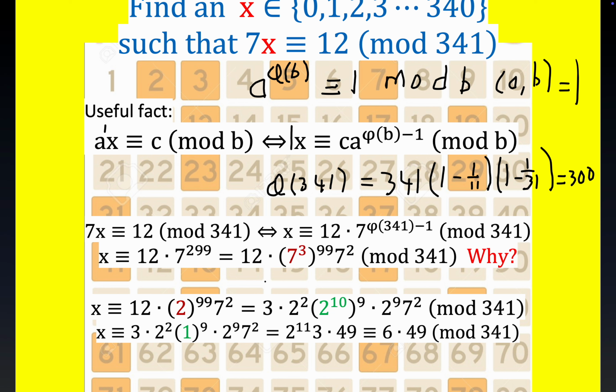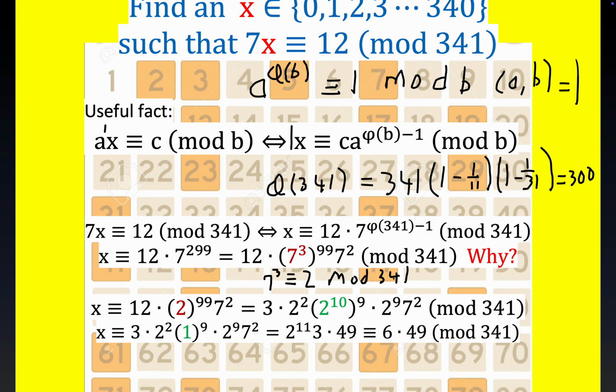Let me write this here. 7 cubed is actually congruent to 2 mod 341. And y'all, that's not too hard to see. 7 cubed is 343, right? 7 times 7 is 49. 7 times 49 is 343. Minus 2 is the 341 that you see right here.